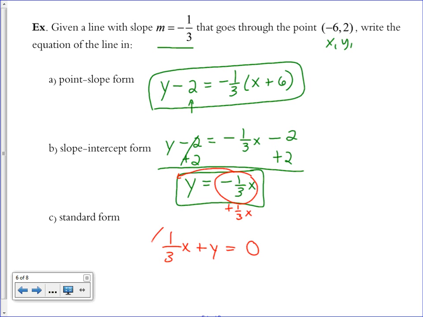So I'm going to distribute the denominator, which is 3, through this entire equation. So 3 times 1/3 becomes x. The coefficient of y becomes 3y. And 3 times 0 is still 0. So my c value is going to stay at 0. And that's the standard form version of this equation.